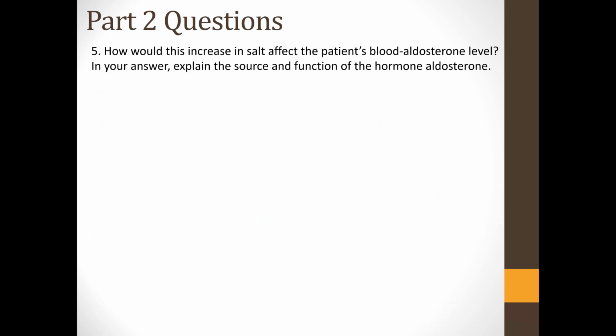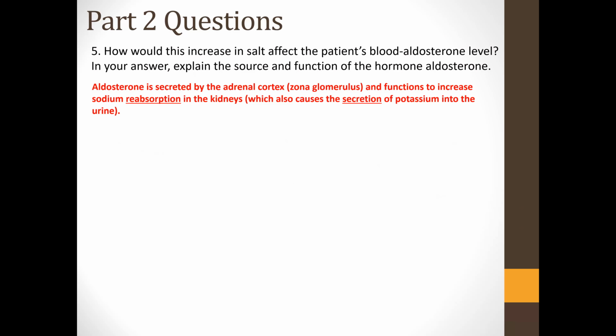Number 5, how would this increase in salt affect the patient's blood aldosterone level? In your answer, explain the source and function of the hormone aldosterone. So aldosterone is secreted by the adrenal cortex, and more specifically the zona glomerulosa of the cortex, and it functions to increase sodium reabsorption in the kidneys, which can also cause the secretion of potassium into the urine.